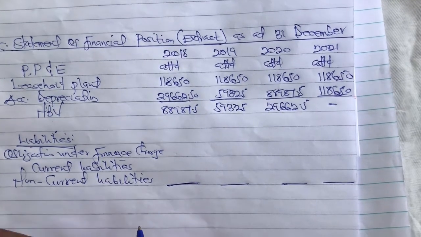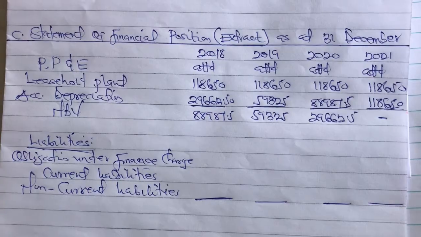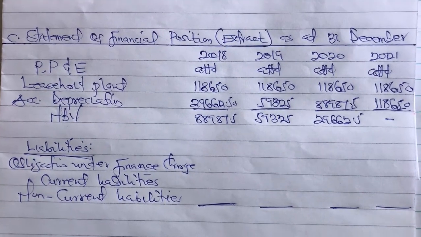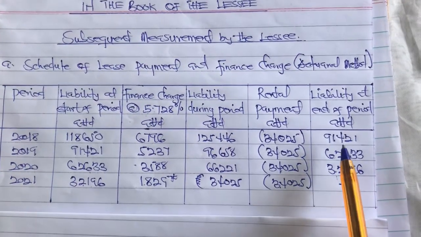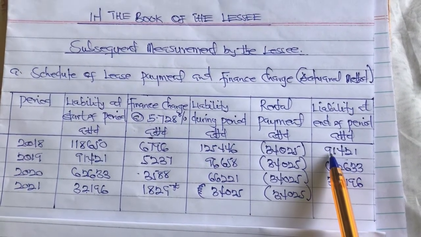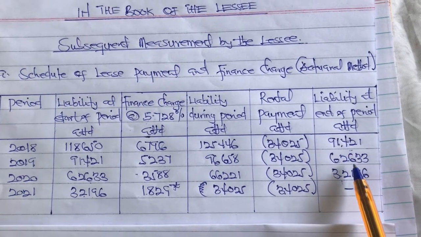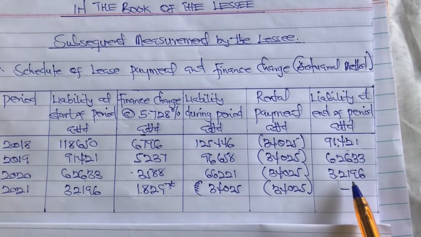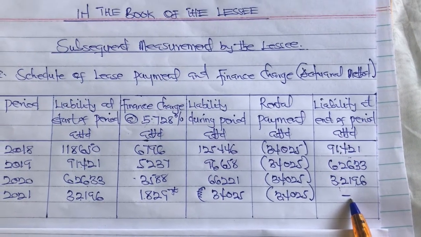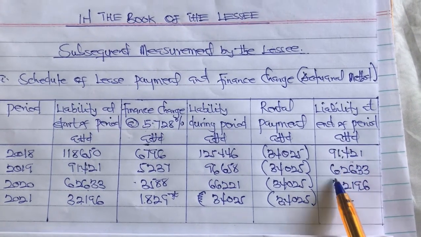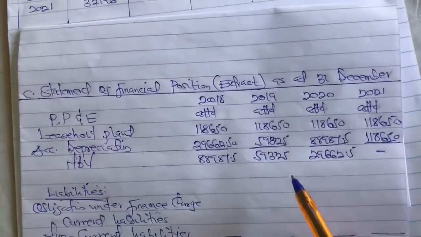So to determine the total liability, you will go back to the schedule you've prepared. Okay, that is the schedule for lease payment and finance charge under the actuarial method. So you can see that the total liability at the close of the period for 2018 is this, for 2019 is this, and for 2020 is this, and there is no liability at the close of 2021. So we are going to present this as total liabilities before we split it.